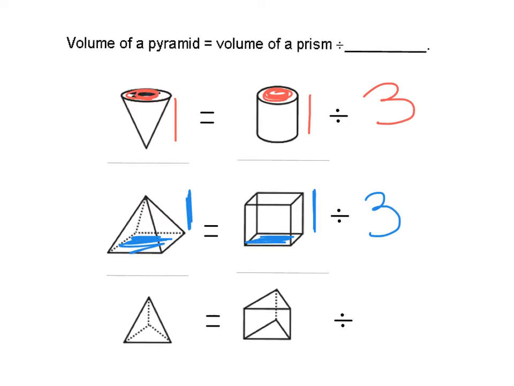And same thing if it's a triangular based pyramid and a triangular based prism, if the heights are both the same and the base areas are both the same, we can take the prism and divide it by 3 and we get the volume of the pyramid.